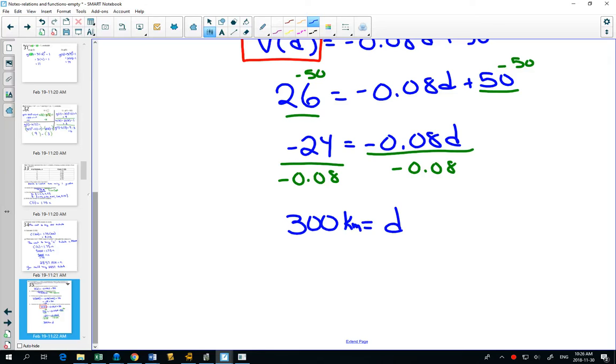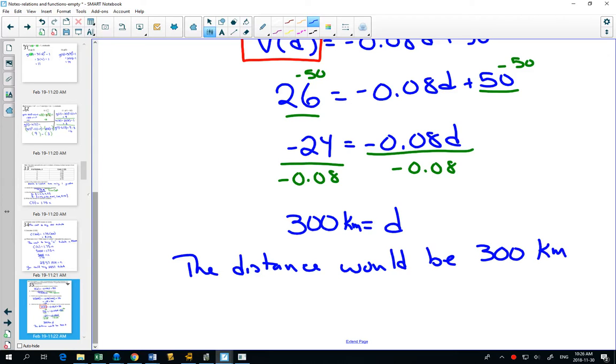And we should add our units in the end. The distance would be, can someone check mental math there that I didn't make a mistake? 24 divided by 0.08. It's good? Awesome. The distance would be 300 kilometers.